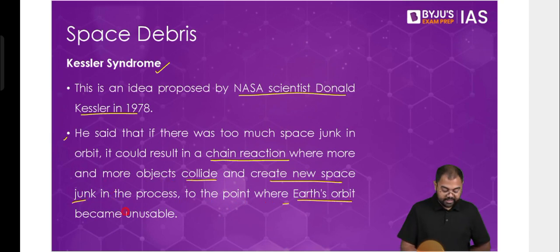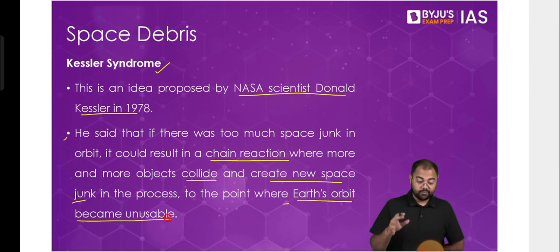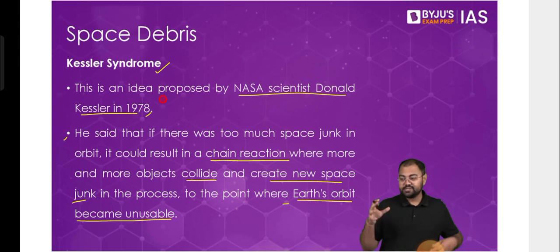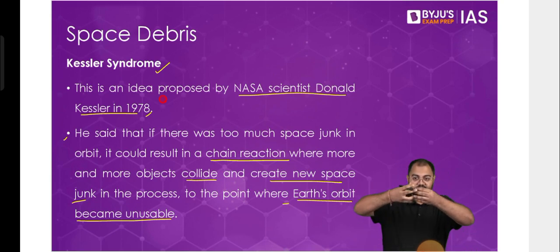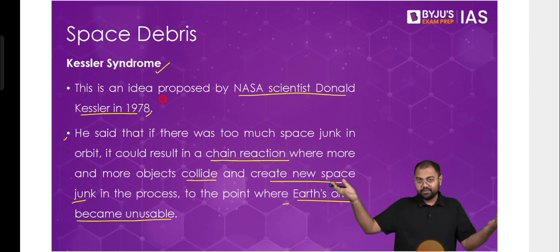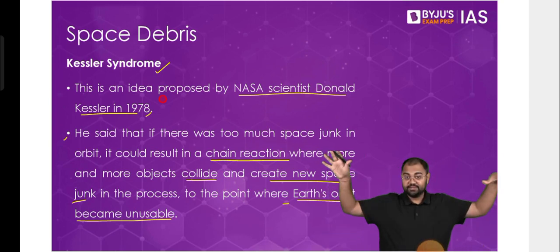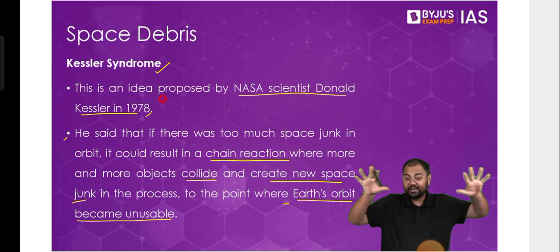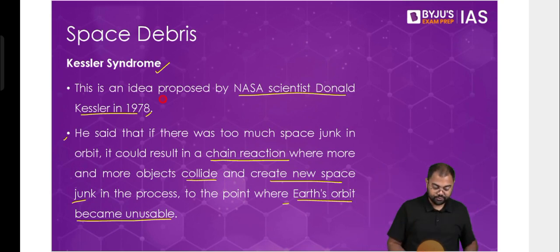So what he said is that there is a possibility in the future, and look at this, this is 1978, when hardly any launches were happening. What he proposed is that maybe two satellites collide, and because of this collision, a lot of space junk is created. Other satellites in the vicinity might also come in contact, might also collide, might also get destroyed, and this might lead to a chain reaction, so much so that the entire orbit becomes unusable. So this is a possibility of the future. Back then it was the future. Today it is the present.